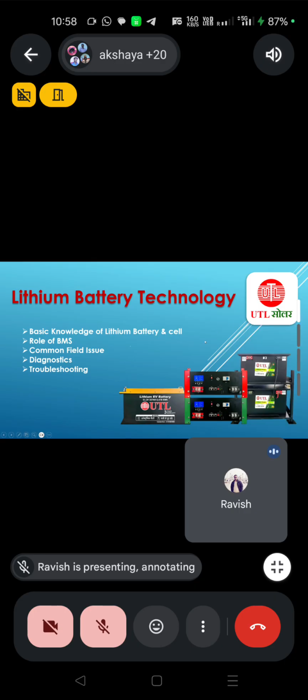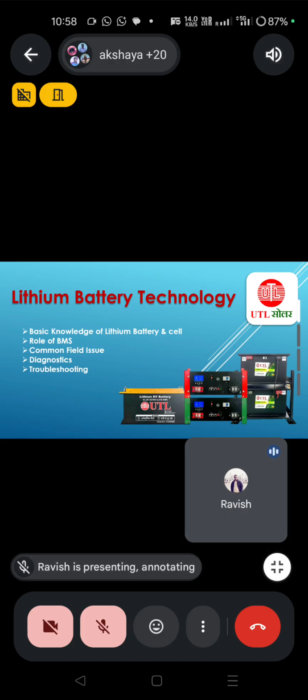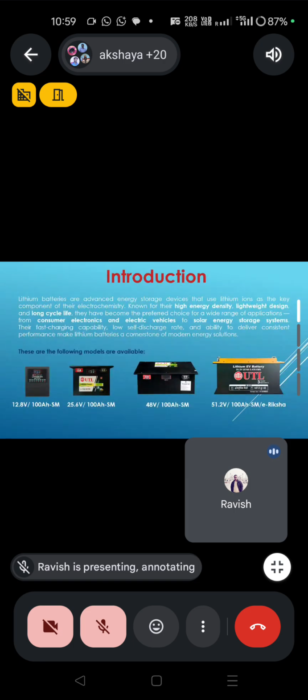Arun sir has already explained all the models and the features of our batteries. So I will scroll the slides, and in the last I will discuss the field issues. So we have different models of lithium batteries.